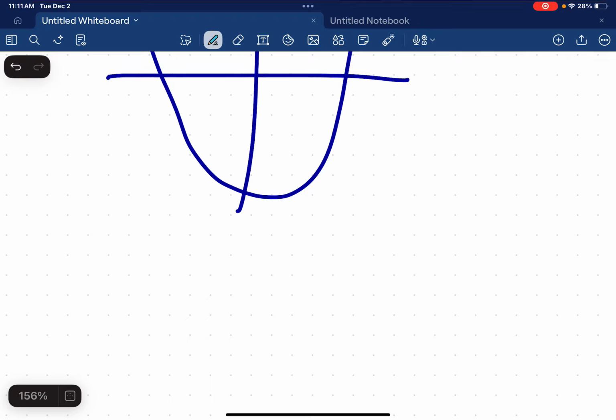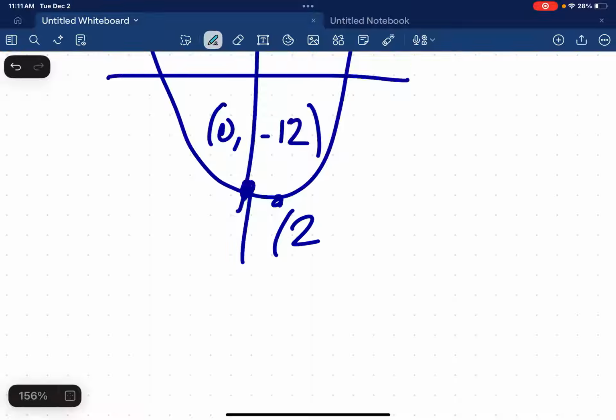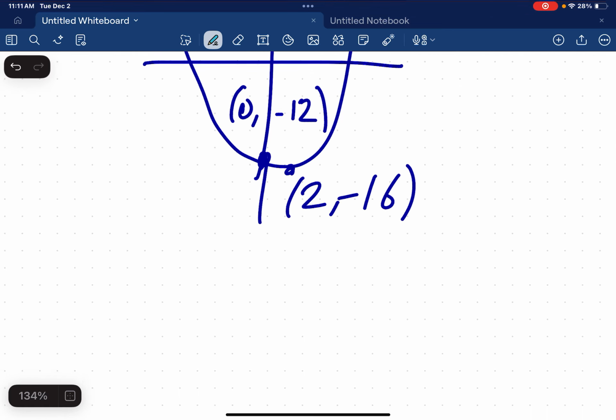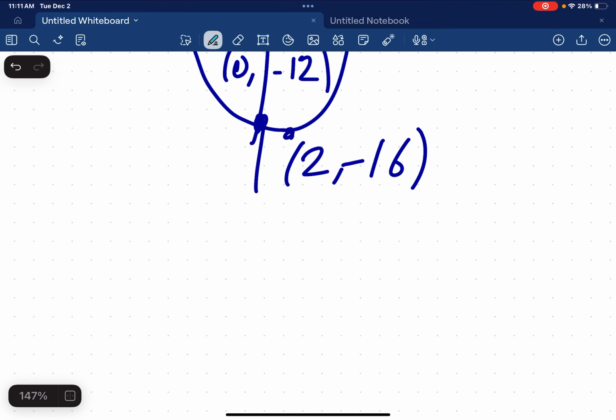Okay. It gives us 2 points. It gives us this point right here, which is equal to 0, negative 12. And it gives us its vertex, which is going to be 2, negative 16. Since it gives us its vertex, I said the most appropriate form to find its equation is going to be in vertex form. So let's go ahead and write it like this.